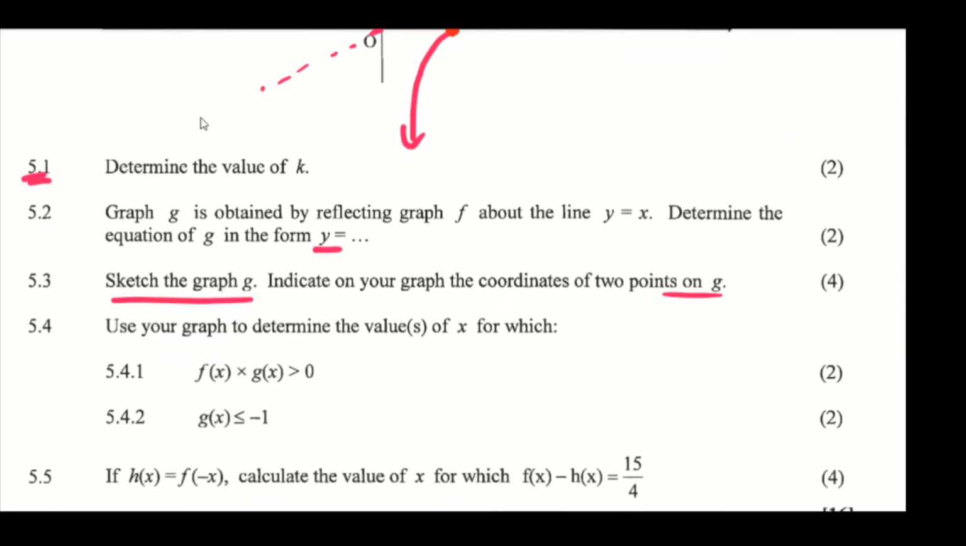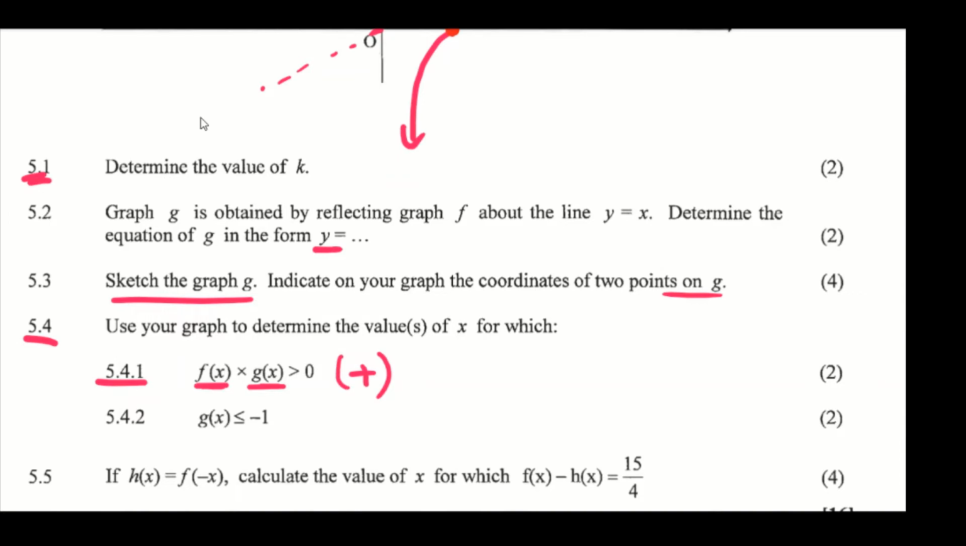And then 5.4, use your graph to determine the values of x for which, in 5.4.1, when you multiply the y value of f of x with the y value of g of x, you're getting a solution which is greater than 0, which I wanted to say a positive solution. So we want to look at when that happens.